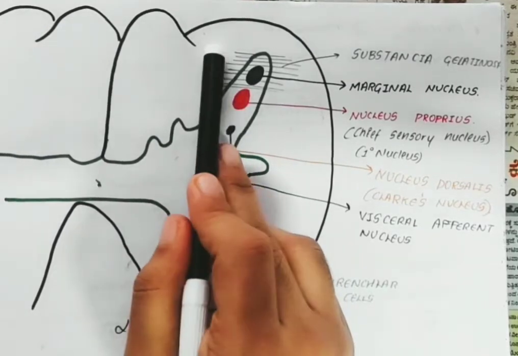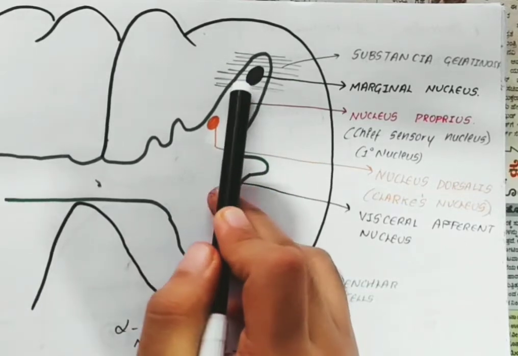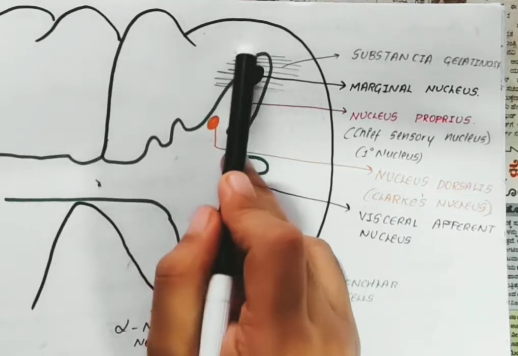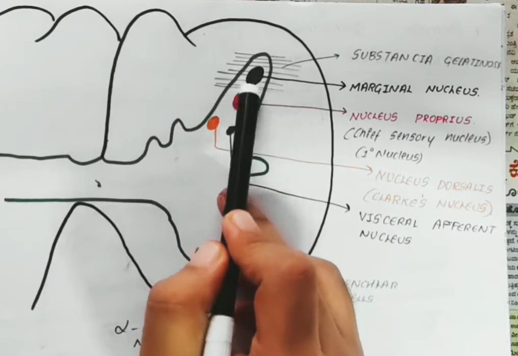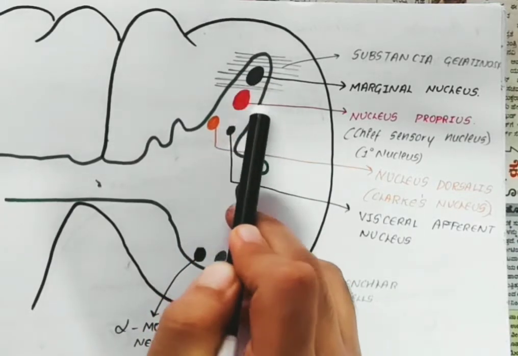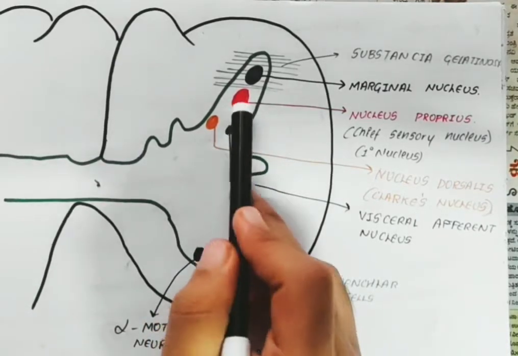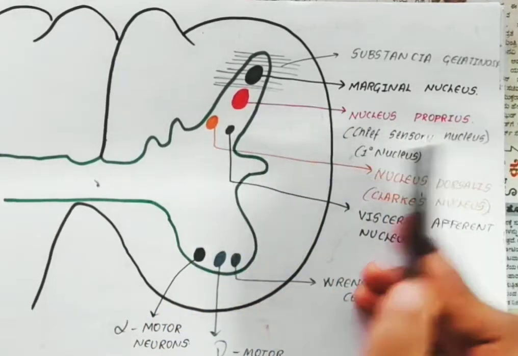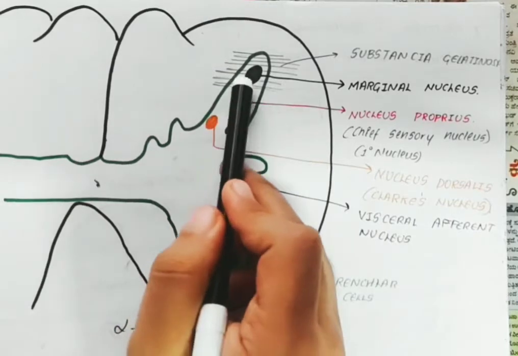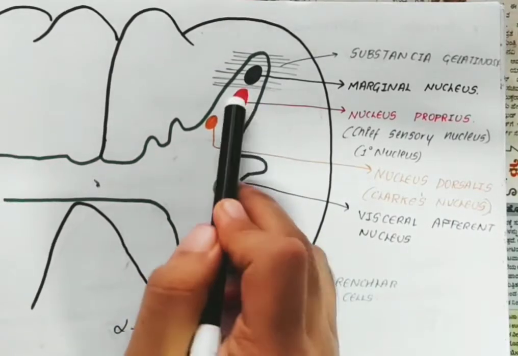So you can see here there is the marginal nucleus. Why is it called the marginal nucleus? It is present on the margin side. The second nucleus is called the nucleus proprius. It is also known as the chief sensory nucleus or the primary nucleus. The nucleus proprius is located on the second area.